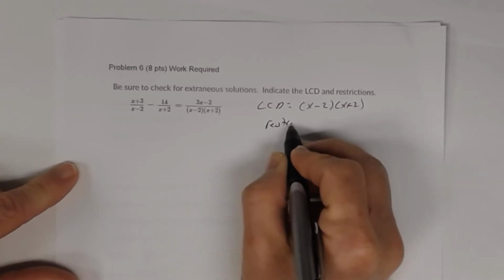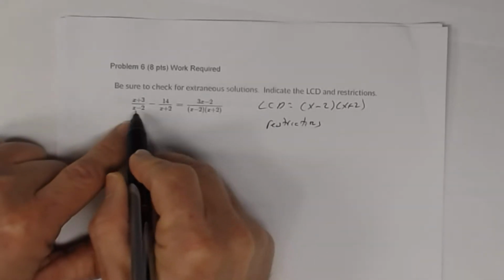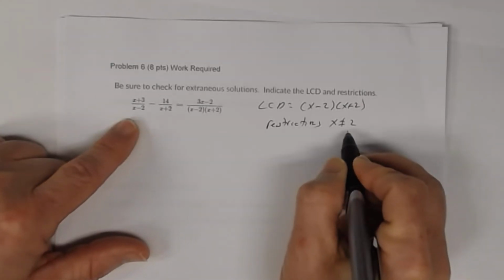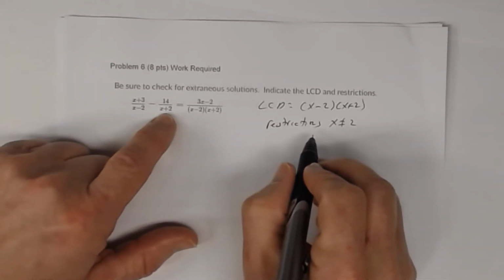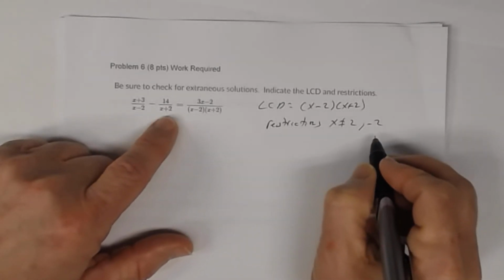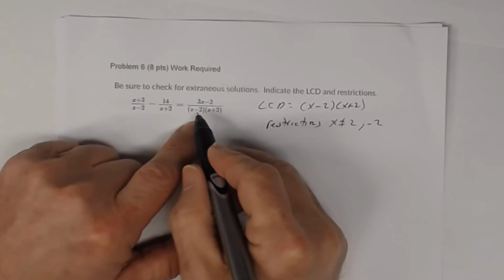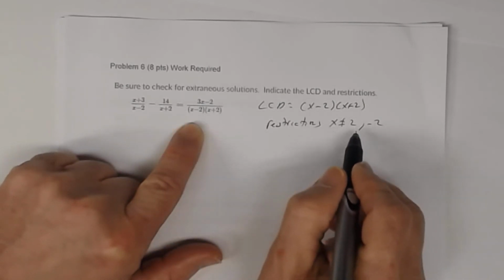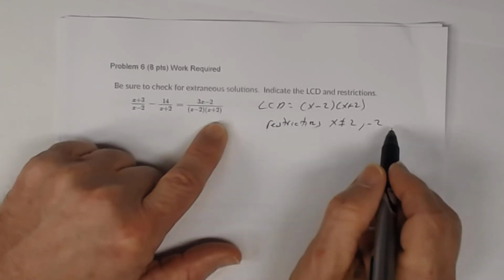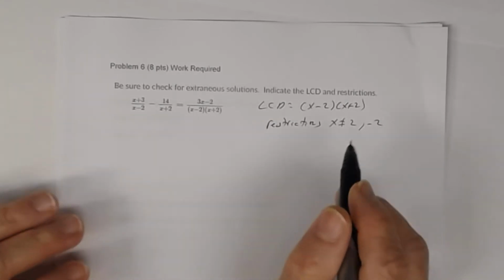So your restrictions. What makes this denominator 0? x minus 2 is 0 and x is 2, so I cannot use 2. Over here, x plus 2 is 0 and x is negative 2, so those are your restrictions. And then over here, x minus 2 is the same as this one, so that's already taken care of. And over here, x plus 2 makes that 0 when x is negative 2. So there's only 2 restrictions here.